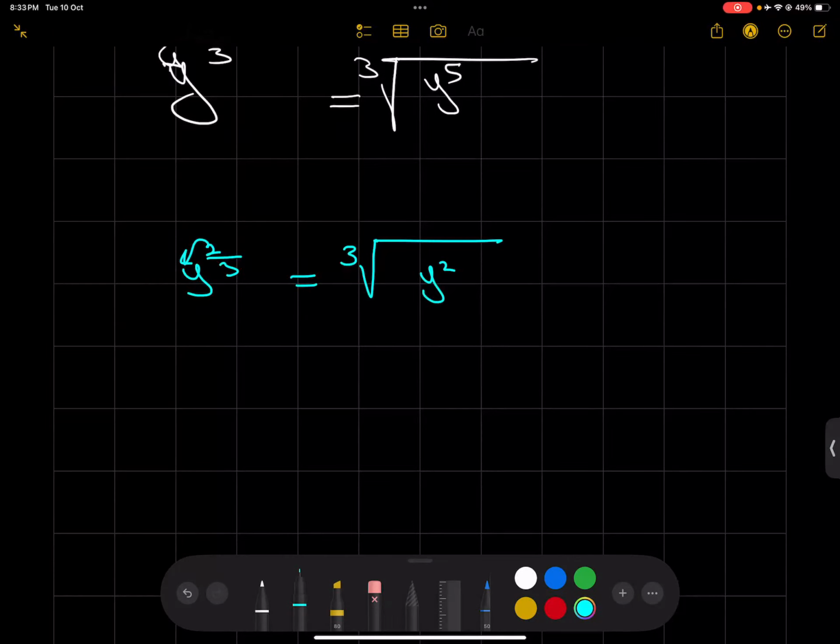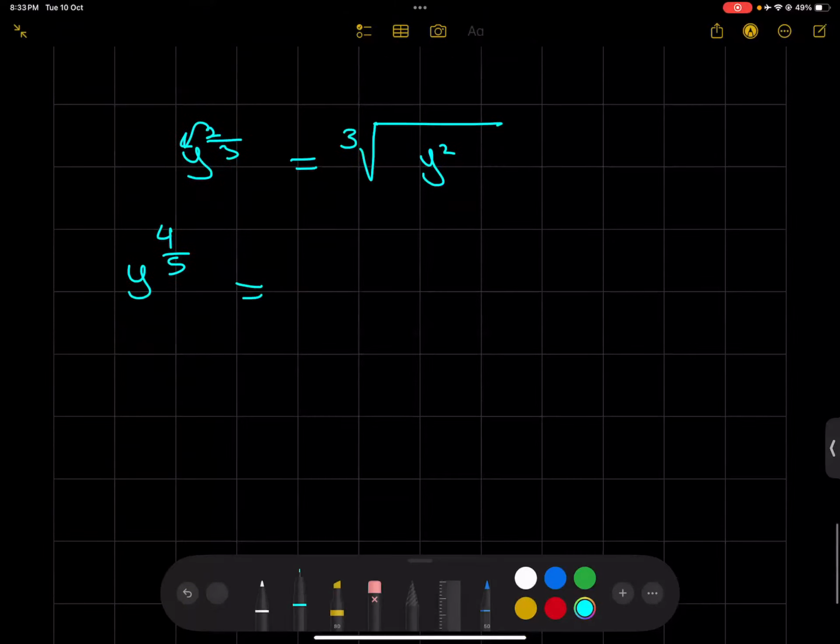Oh, okay. One more time. What if we have 4/5? It will be the fifth root of y to the power of 4. Yeah, perfect. Do it again. So, okay.